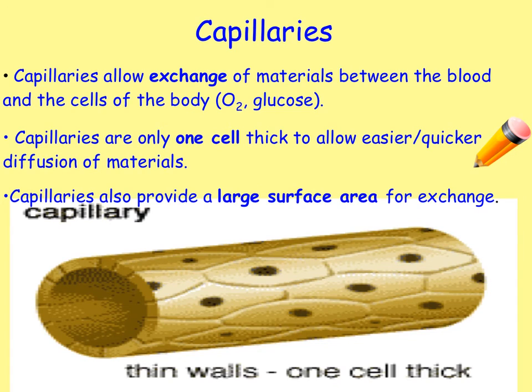And then lastly, we're going to be looking at capillaries. Now, capillaries, in this diagram here, it looks like they're enormous, but they're tiny, tiny blood vessels. So, for example, when you cut your finger, you cut through the capillaries that are there.